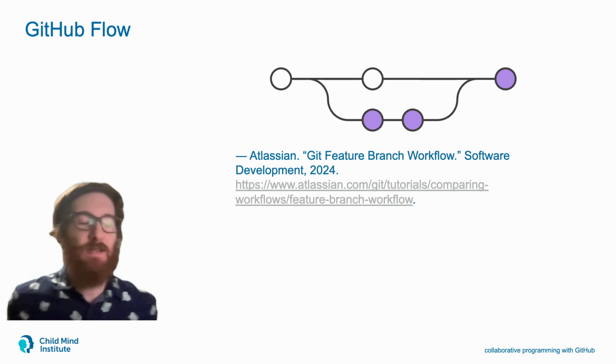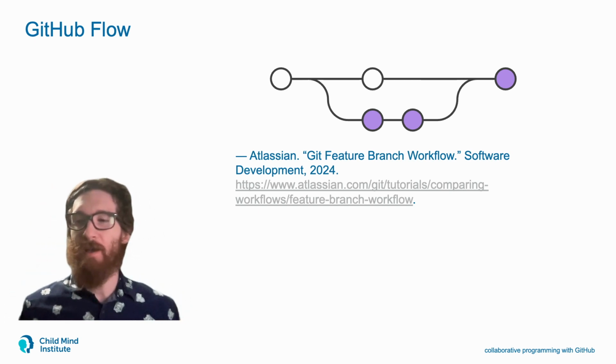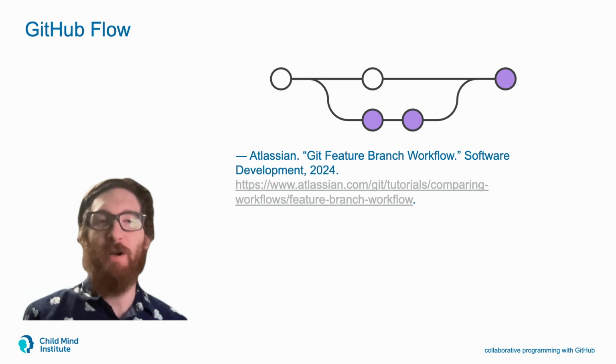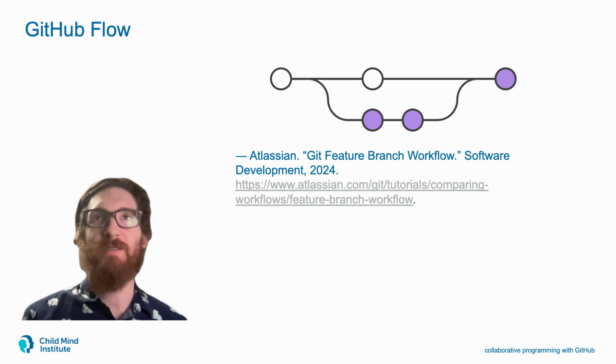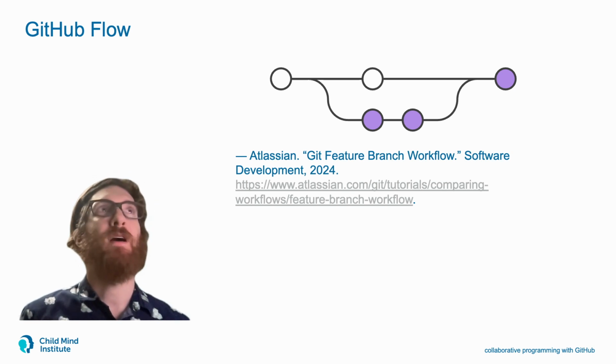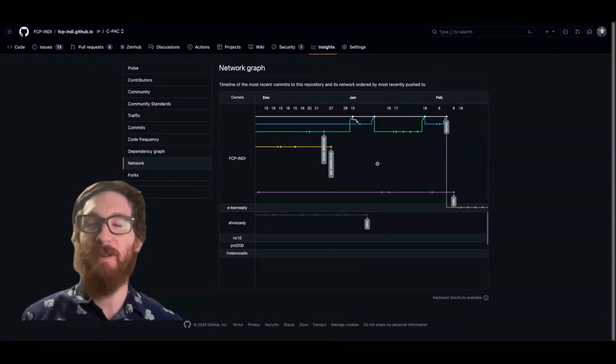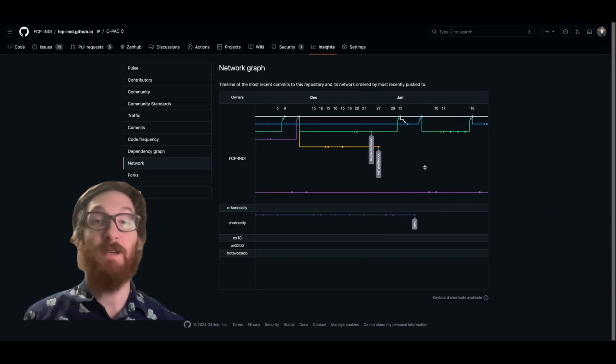GitHub flow is a simpler workflow. You just have feature branches come directly off the main branch, and pull requests from feature branches go straight back to the main branch. The repository for CPAC's documentation is an example of a project that uses GitHub flow.